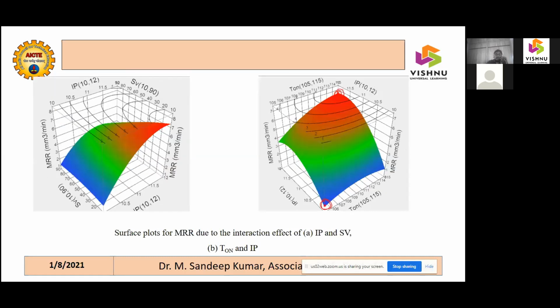If I go back, the material removal rate was increasing like this, right, with T on and input voltage. The first one was for input voltage and servo voltage. The second one is T on and input voltage. So depending on the requirement, I'll be going on selecting. So this surface will aid me in selecting the required levels of input current.